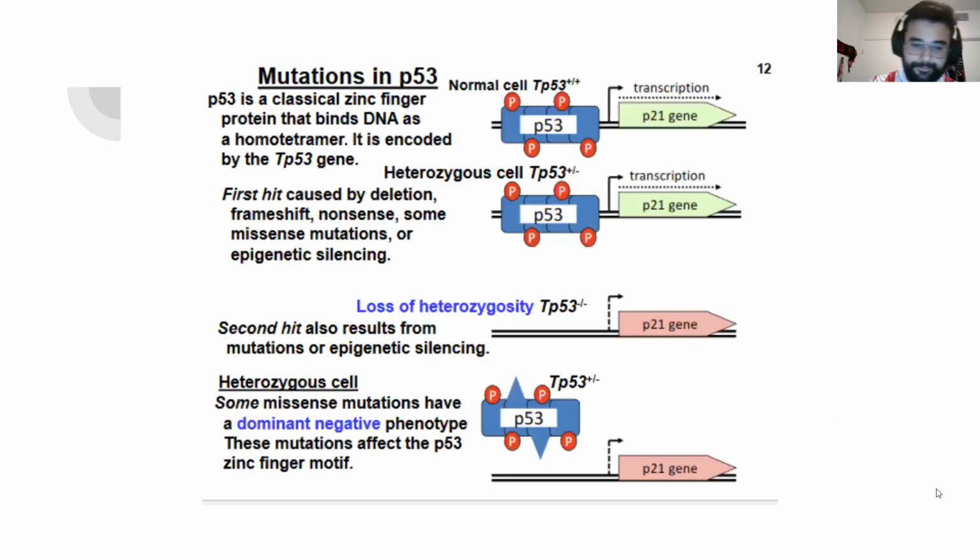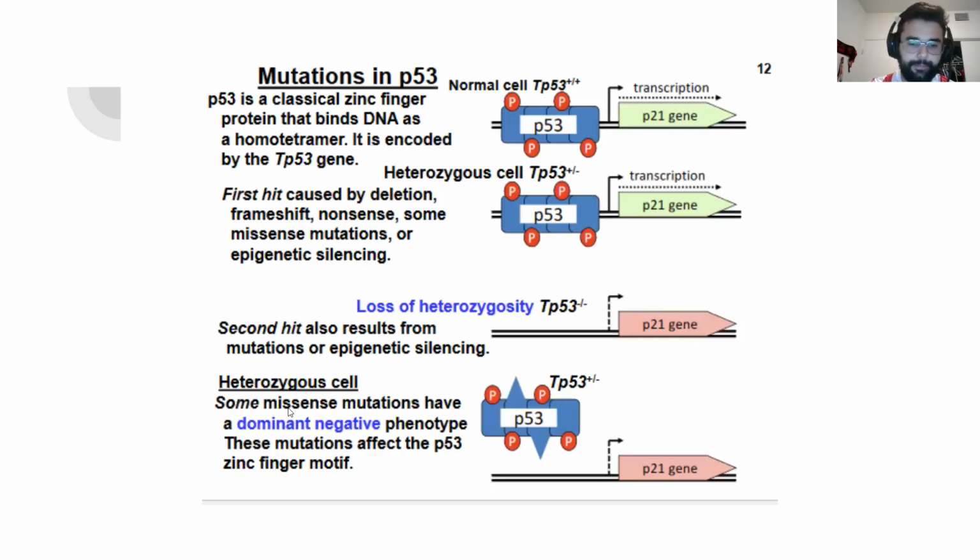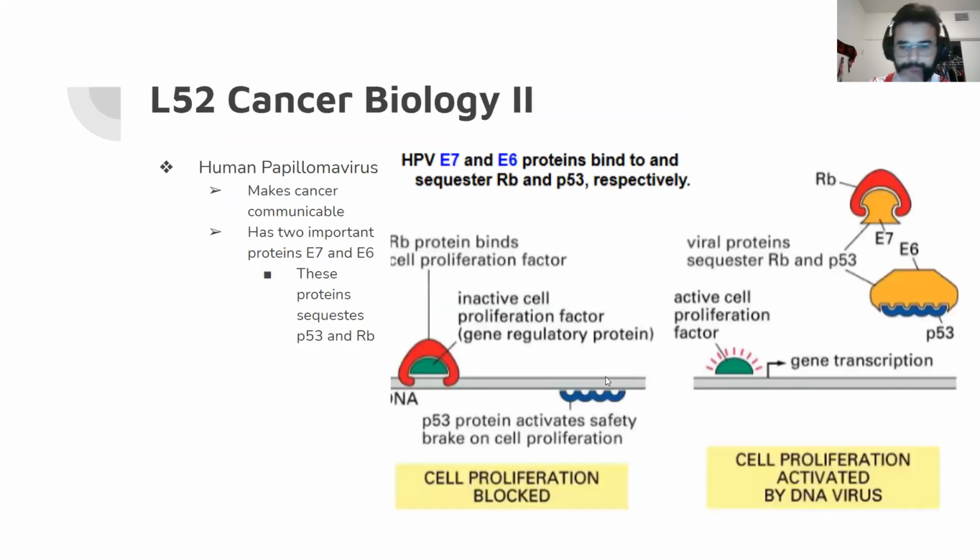And then, as I said before, we can also have a dominant negative phenotype. Some missense mutations, so adding another amino acid into our protein, can have this dominant negative phenotype. This causes a mutation that affects our zinc finger motifs, which doesn't allow other proteins and other important molecules that we need from being made, even though we have one functional gene already present.